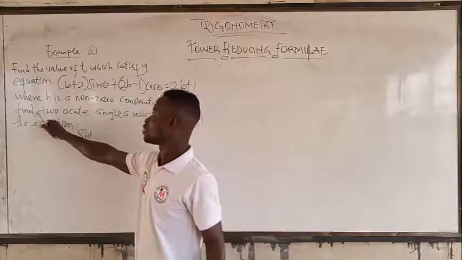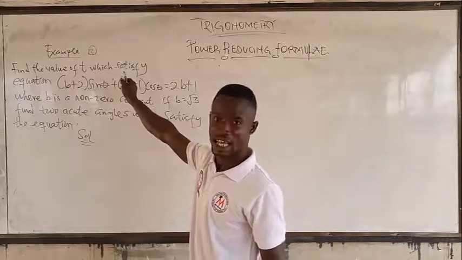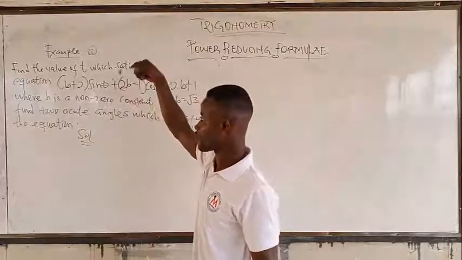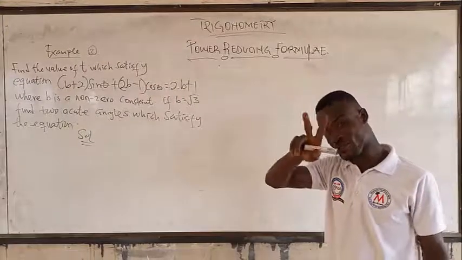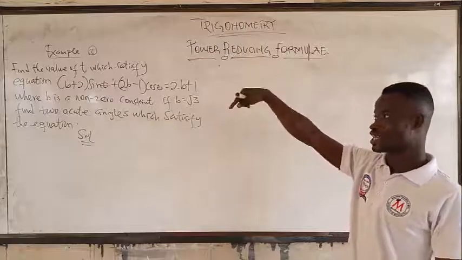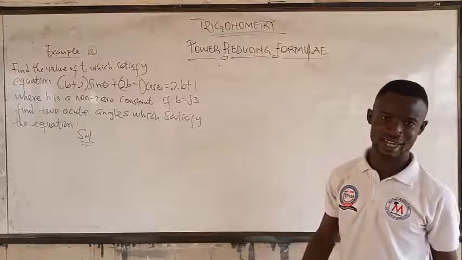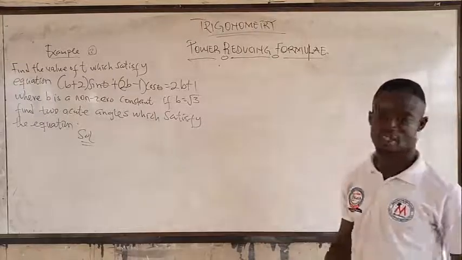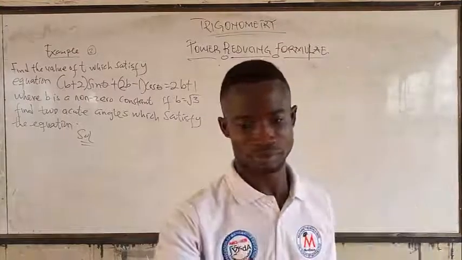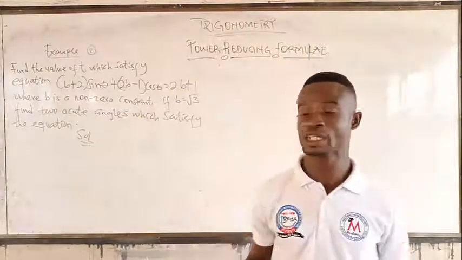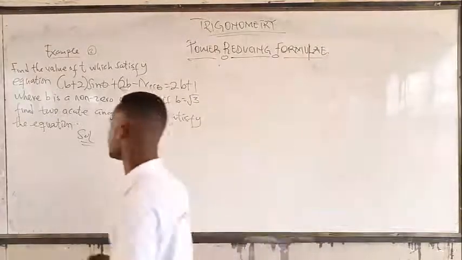The question says we have to first find the value of t which satisfies the equation. Then after that we find two acute angles which satisfy the equation. So we have two questions embedded inside here. Before you can get theta, you need to go for t first. Now we have b equal to square root of 3. So let's move on to the first thing.